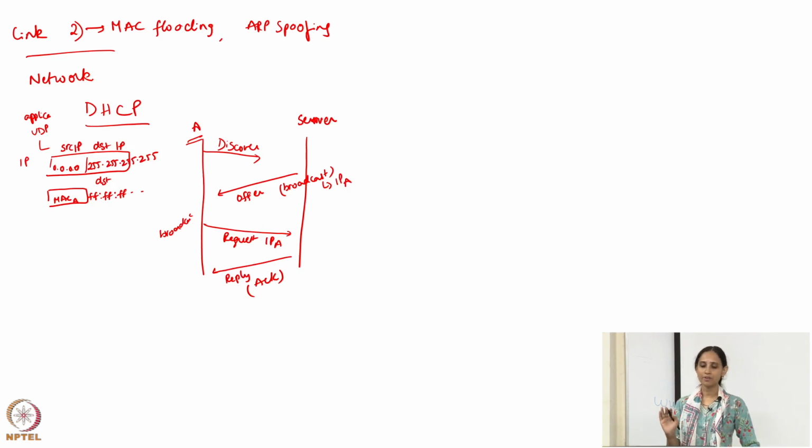So there is a discover, there is an offer, an explicit request based on the offer, and an acknowledgement for that. After this point on, it will start using the IP addressing.